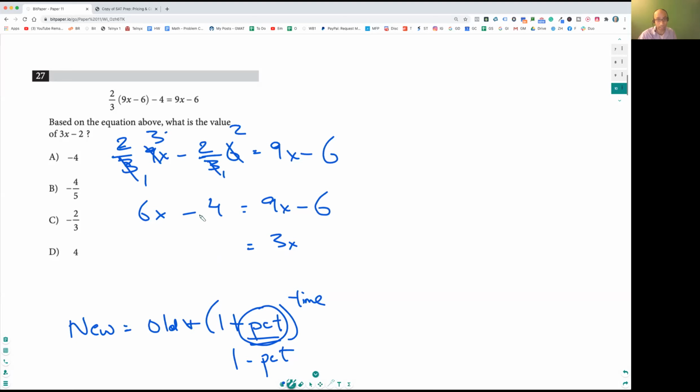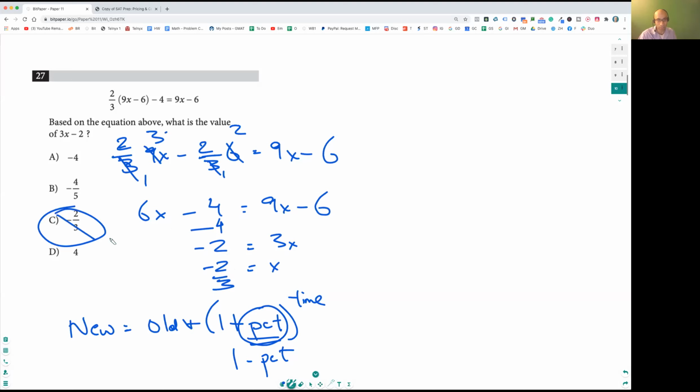Yes, thank you. You're an angel, Dev. That's exactly what I did. So 3x is equal to all of this stuff, and I'm myself in a rush over here to solve this. So 3x is equal to minus 2, and so x is equal to negative 2 over 3.